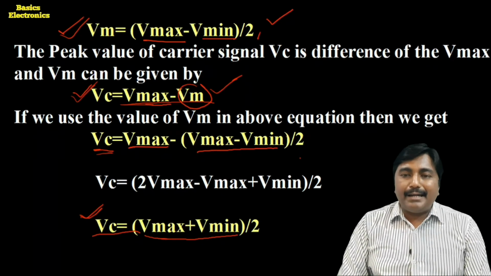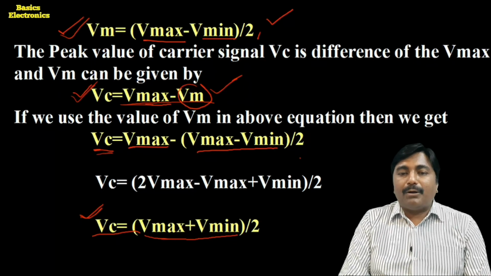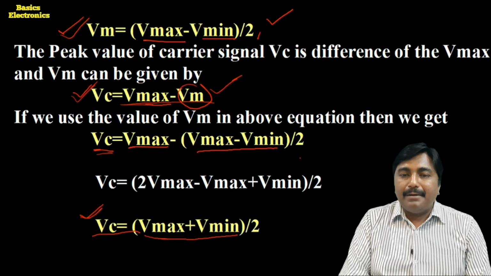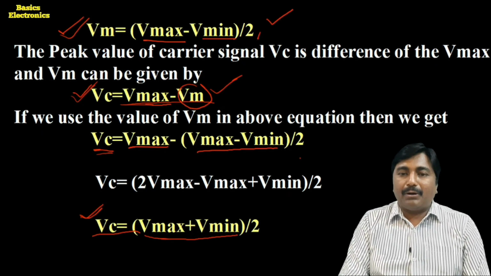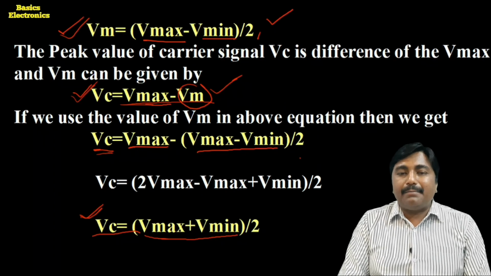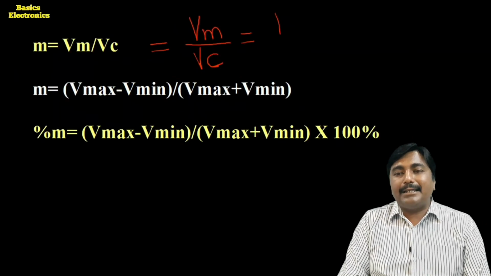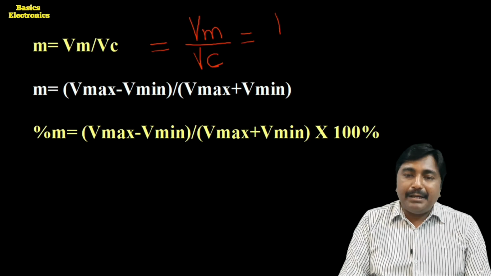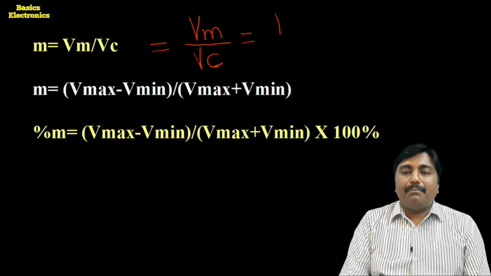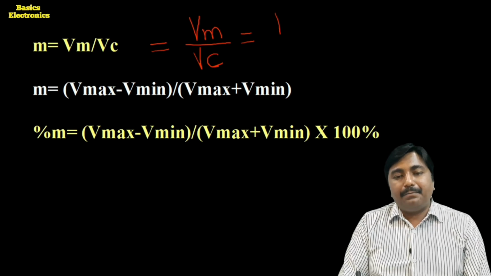Okay, we have to find out the modulation index. The modulation index can be given by the values of both voltages: the peak voltage of the modulating signal divided by the peak voltage of the carrier signal. It is equal to Vmax minus Vmin divided by Vmax plus Vmin.